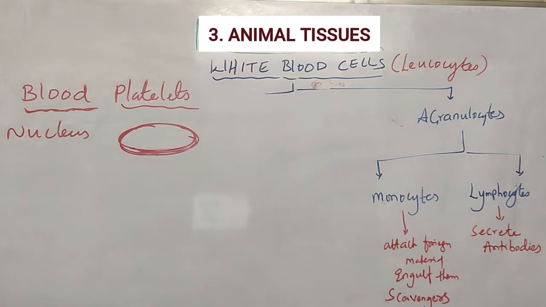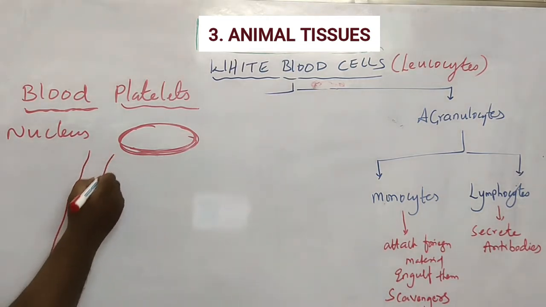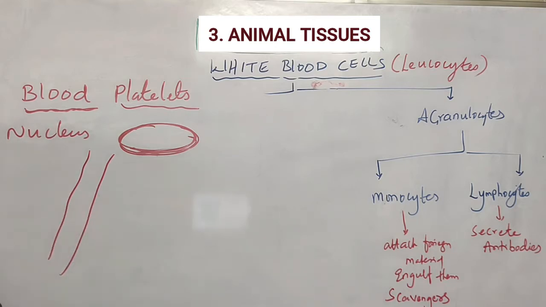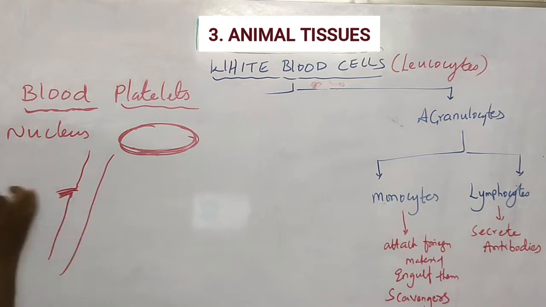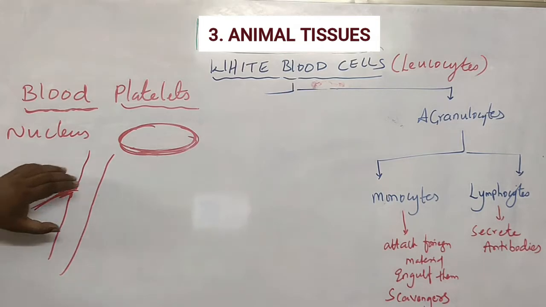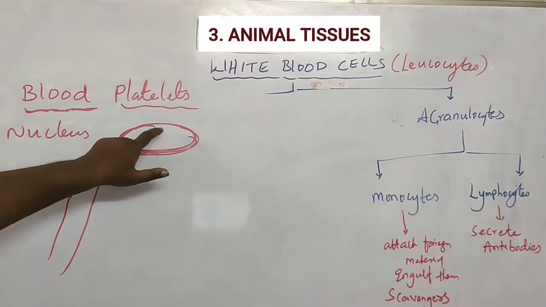Now the function of this is, see, when we fall down or something, the skin will be ruptured. In the same way, the blood vessels also will get ruptured. Because of that, the blood will keep on oozing out. If the blood continuously oozes out, then the person will die because of the severe loss of blood. Now, these blood platelets would not let that happen.